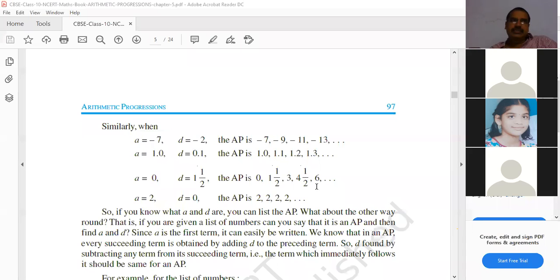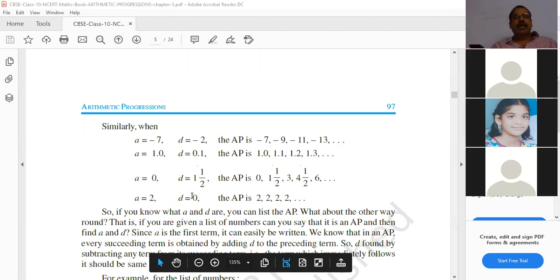After 7.5, it is 9. Very good. Next, after 9, it is 10.5. Very good. Next term is 12. Very good. You are going to add 1.5 each time.